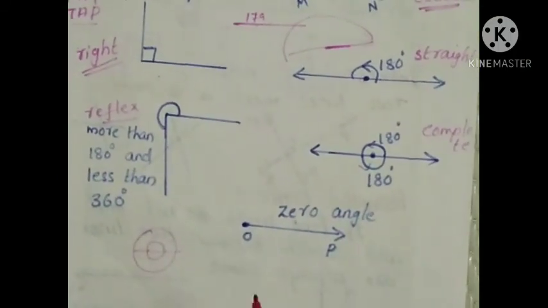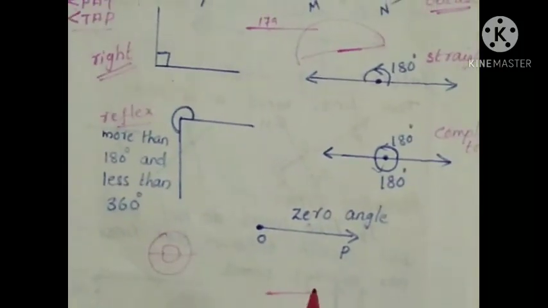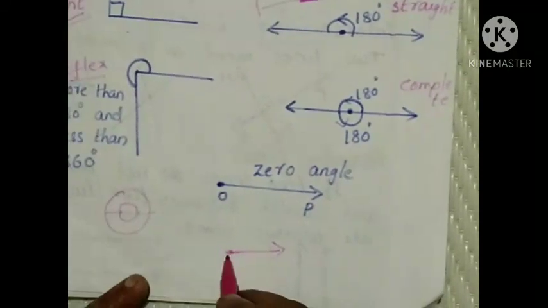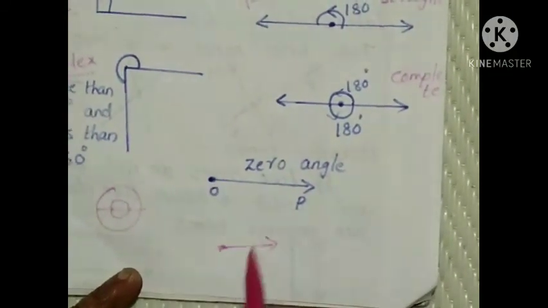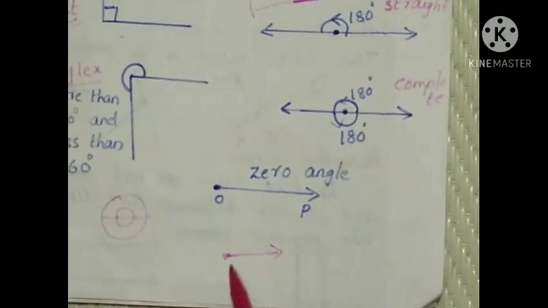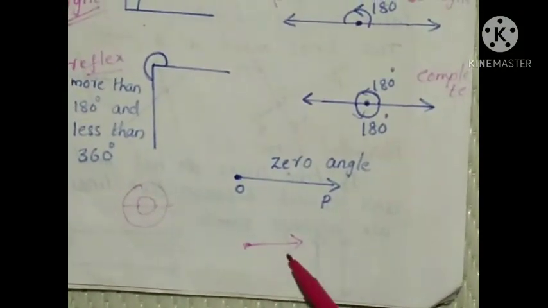One more angle is a zero angle. This is the starting ray and it didn't move. It stays in the same position, therefore no angle is forming. Therefore, it is called zero angle. It does not move. That is called zero angle.